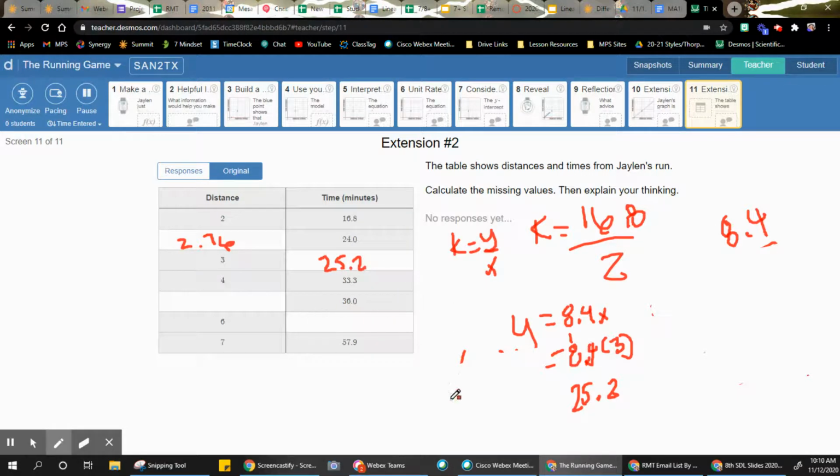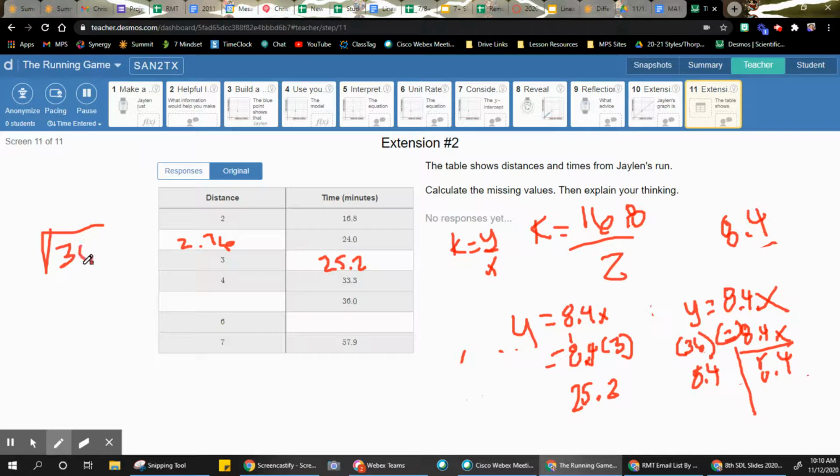So now I need to figure out 36. So again, to do that, I'm going to do y equals 8.4x. It's saying how many miles did he run in 36 minutes? Well, 36 is the y value, so I'm going to put 36 here equals 8.4x. Center my equation's equal sign. I got to divide by 8.4, so I'm doing 36 divided by 8.4 to figure out my x. So I'm going to go ahead and long divide that. So it's 36, 8.4. Got to move my decimal one place.